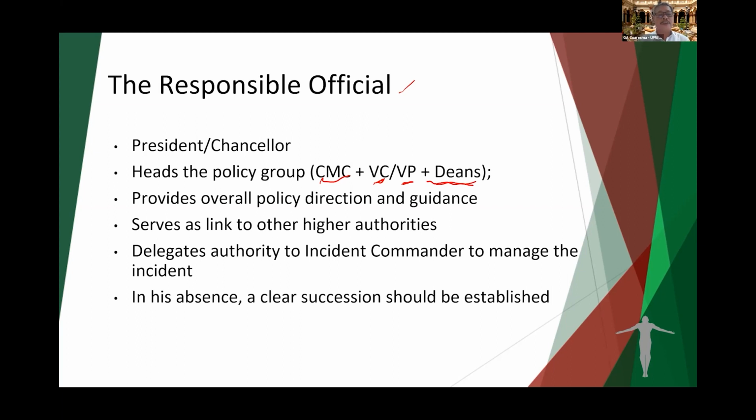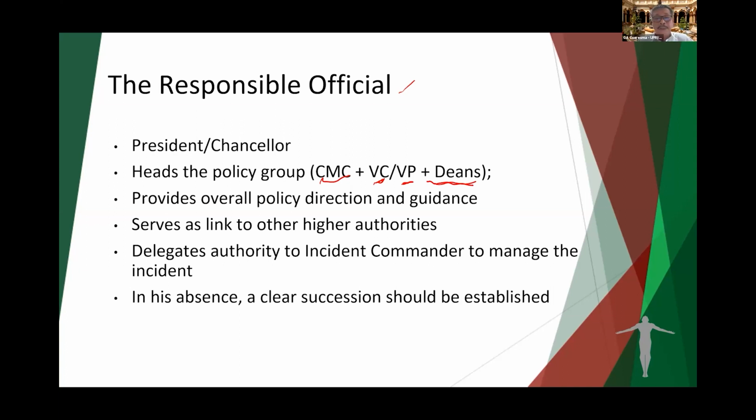The responsible official also serves as the link to higher authorities. Now, who are these higher authorities? Perhaps we have the CHED, or perhaps we have the governor of the province where the CU is located, and so on. And the responsible official delegates authority to the incident commander for the incident. Now, the chancellor or the president will act as the incident commander.